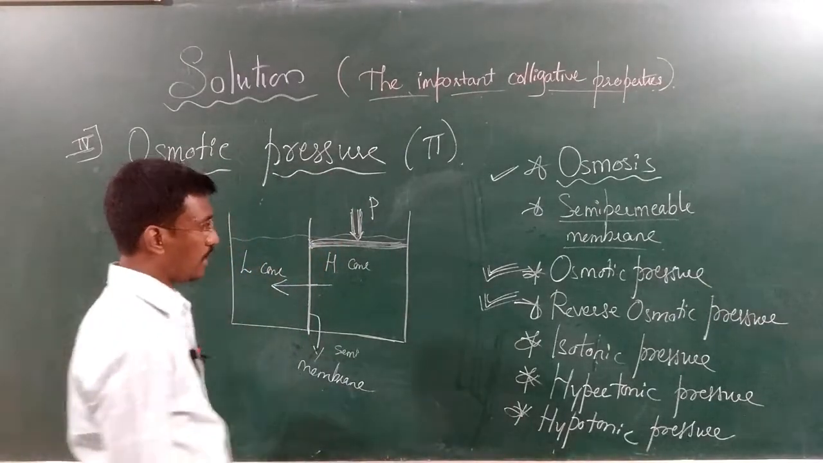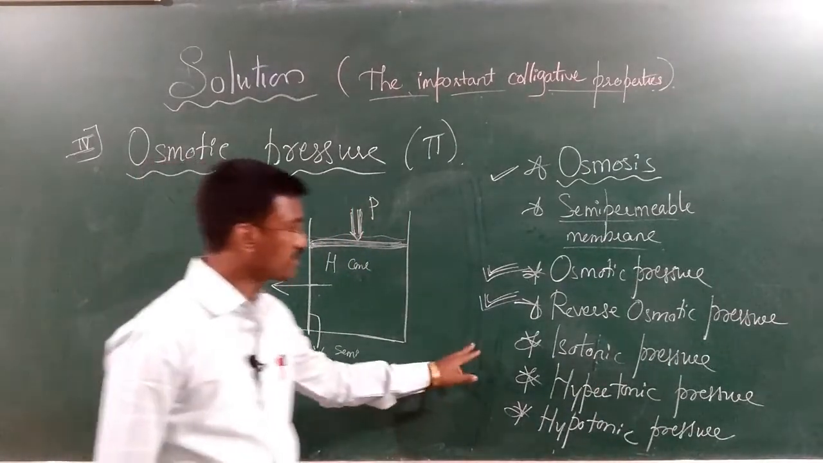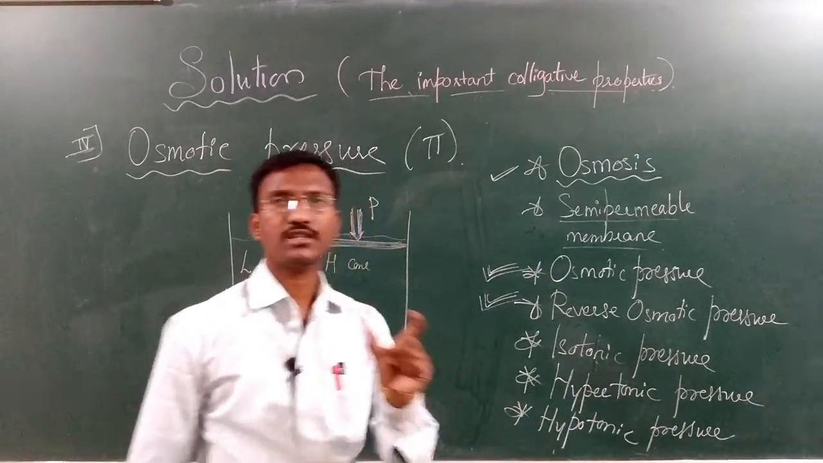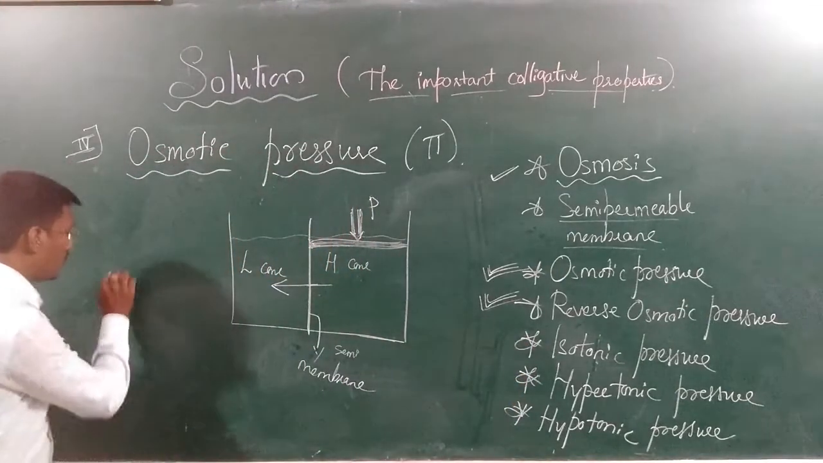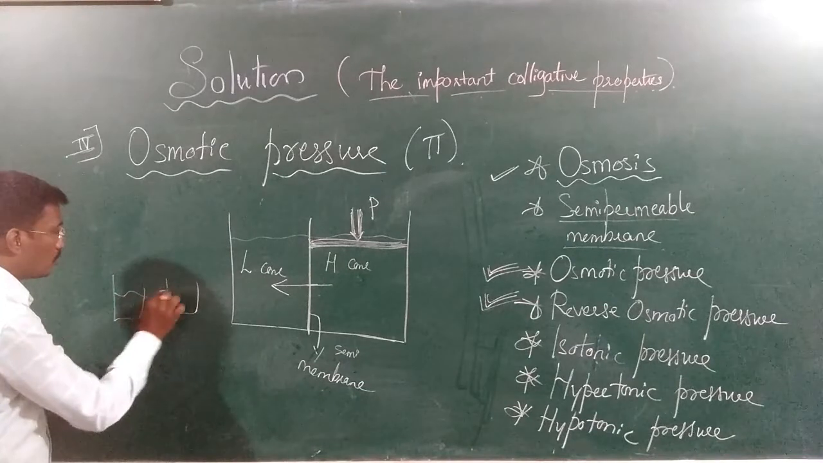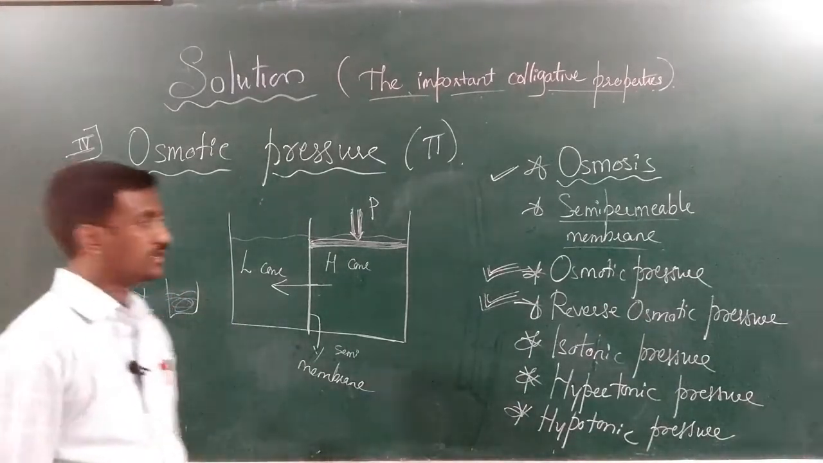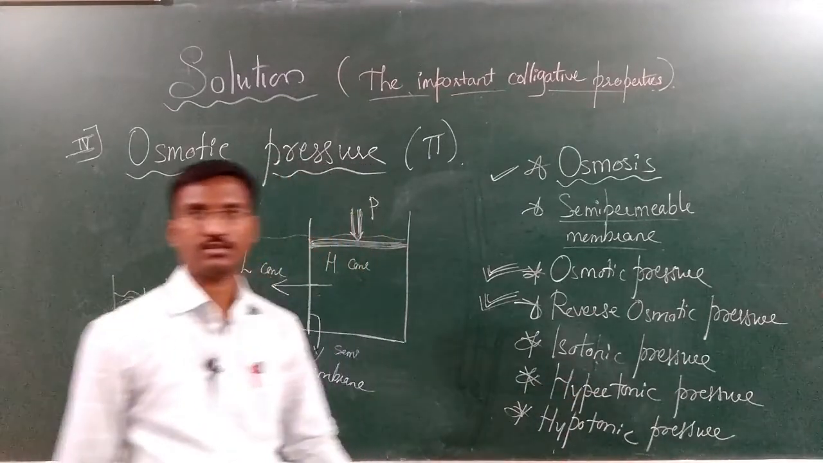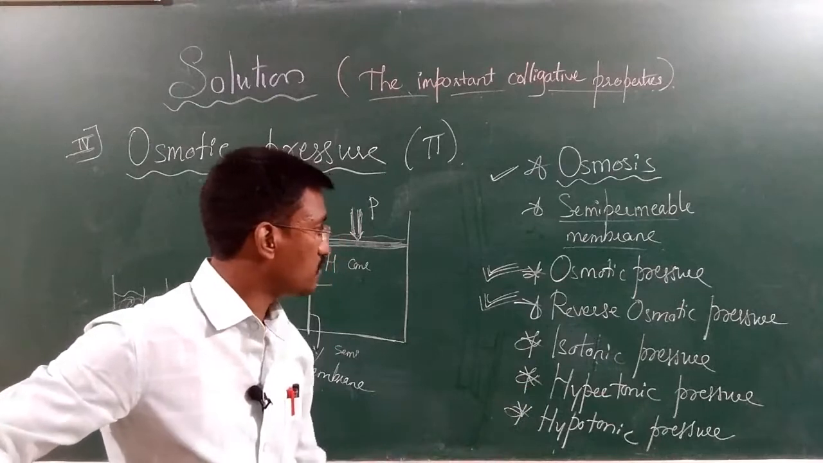So somehow I will tell you, isotonic. What is isotonic pressure? Iso is nothing but same. Isotonic pressure is nothing but somewhere we are taking two solutions. If the two different solutions are having the same pressure, then it is called isotonic pressure.